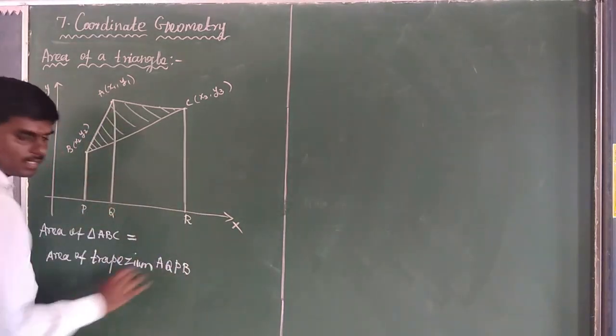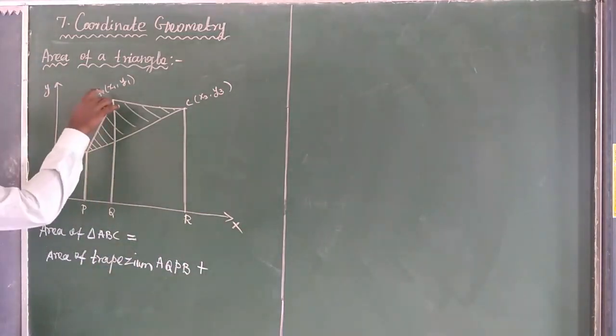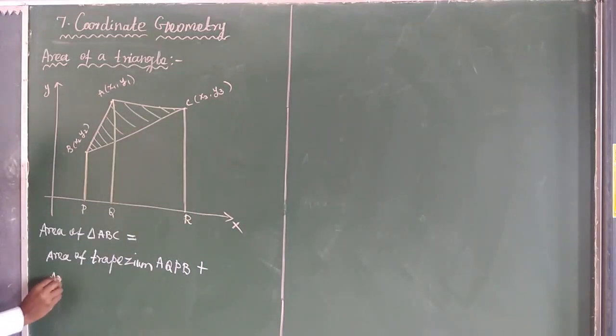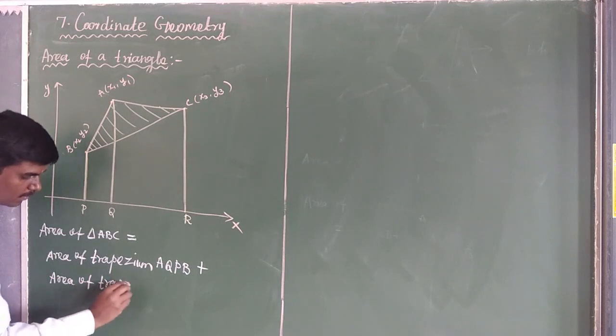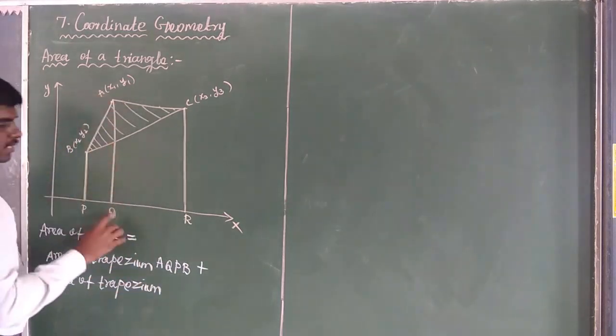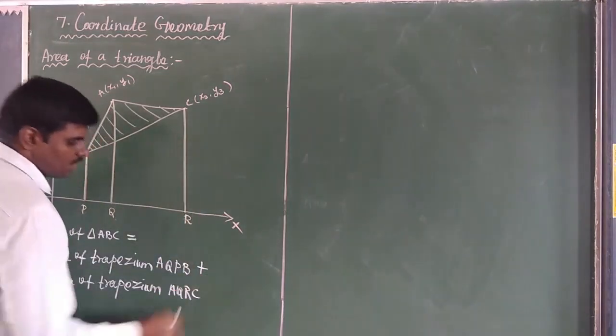A, P, Q, B, plus again the area of the trapezium A, P, R, C. What's the area of the trapezium? A, P, R, C.